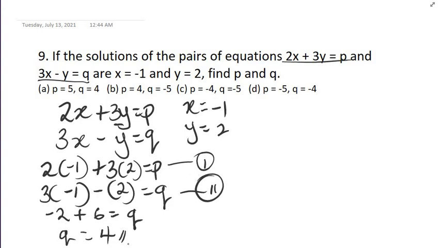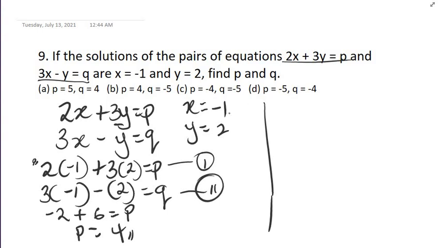Sorry, from equation 1 it is p, not q. So I'm going to take this again. Sorry about this. So from this equation here, 2 times minus 1, minus 2 plus 3 times 2, 6, equals p, not q. Okay, so p equals, remove 2 from 6, my answer will be 4. Okay, from equation 2, 3 times minus 1 will give me minus 3. Then minus 2 equals to q. Right? That's from equation 2. Minus 3 minus 2 will give me minus 5. Minus 5 equals to q.